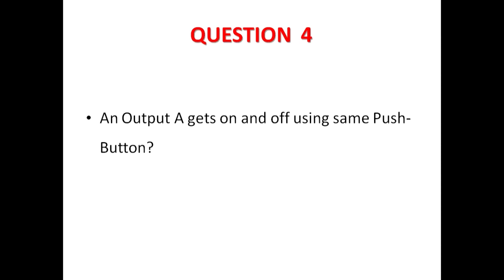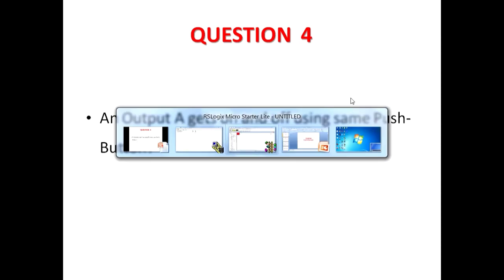Hello viewers, welcome again to this new PLC tutorial session. In this session, we will cover some more practice examples. So let's start with question number 4 that you can see on your screen. An output A gets on and off using the same push button. We have an output that is getting on and off with the same push button. So let's see the solution.